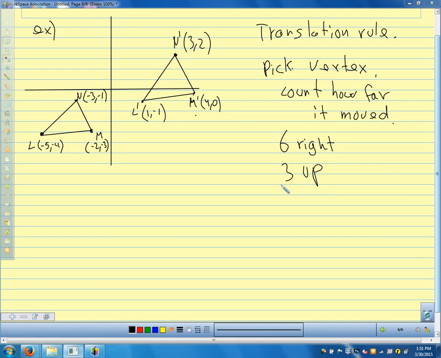If we want to make it more formal, we would say the translation 6, 3 tells us to move 6 right, 3 up of triangle LMN equals triangle L prime, M prime, N prime. 6 right, 3 up. That's what this tells us. Translation, 6 right, 3 up. Questions there?